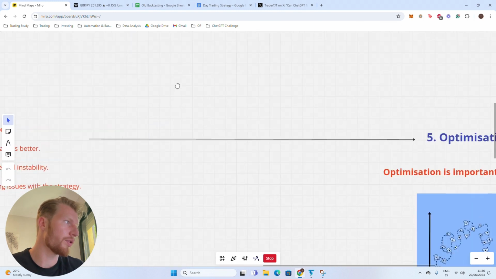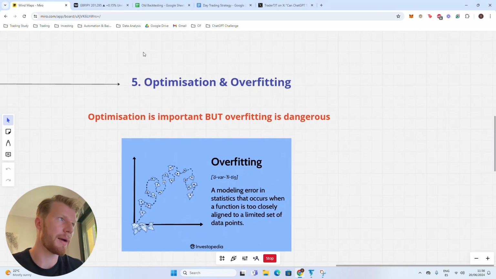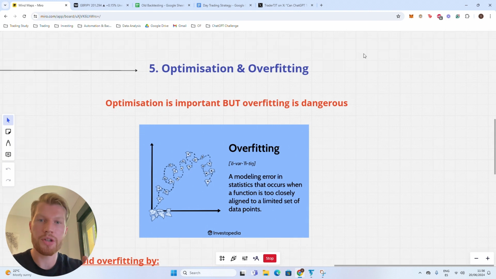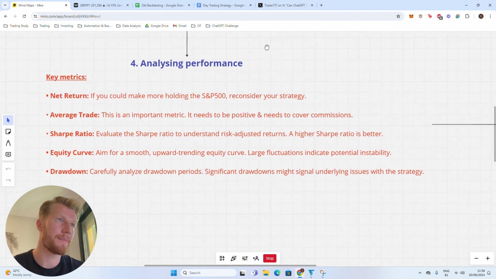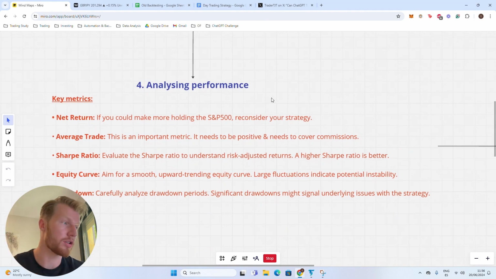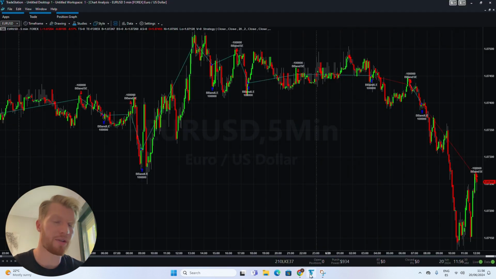So next we're going to talk about optimization and overfitting. But what's going to be good here is I'm going to show you the TradeStation platform where I code, automate, and backtest my strategies. And I'll show you an example in terms of analyzing performance and everything I've just talked about. I think this will be interesting for some of you to see.